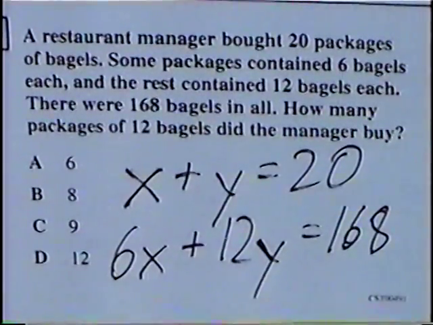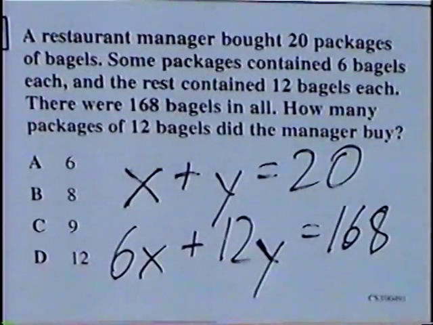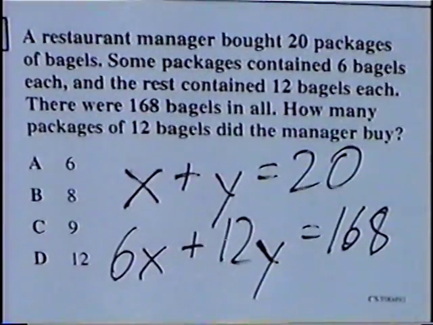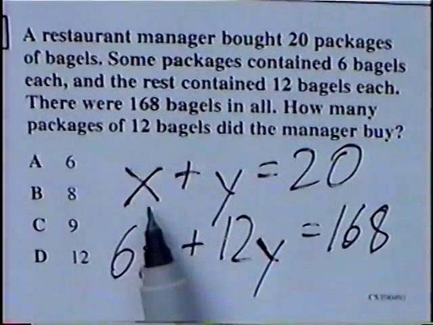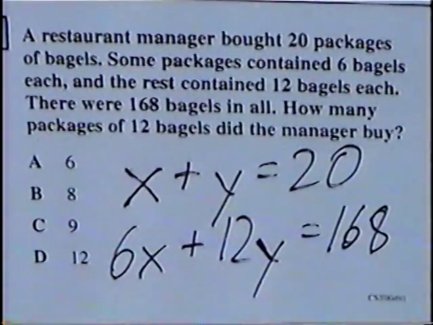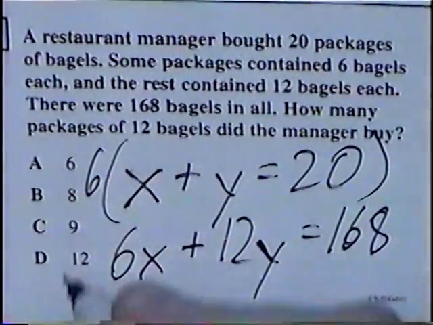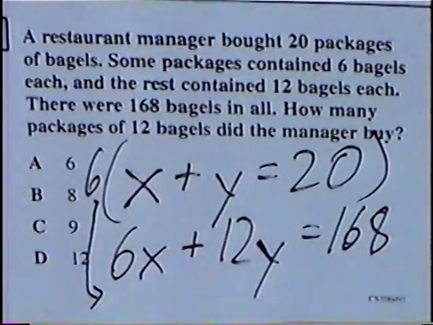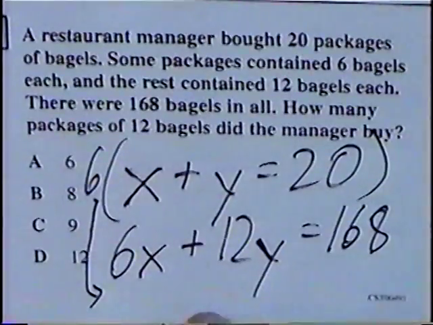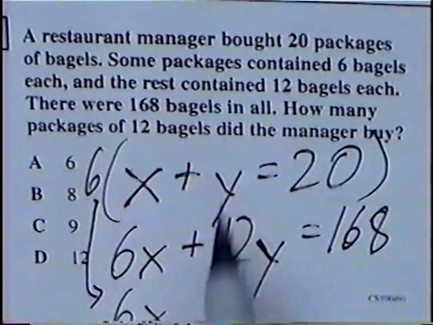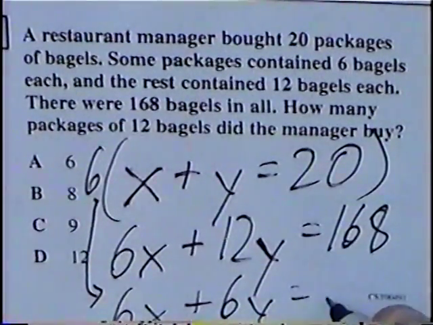Again, we can solve by substitution, or you could also solve by elimination. If we want to solve for the 12 bagel packages, the 12 bagel packages is the letter y. So we want to keep the variable y, but we want to eliminate or cancel out the x. So what we can do is multiply the first equation by 6, and we'll be able to eliminate the x's and solve for y, which are the 12 bagel packages. 6 times x, and 6 times y, and 6 times 20.